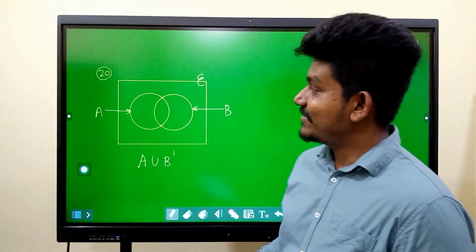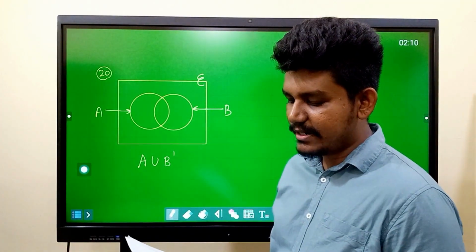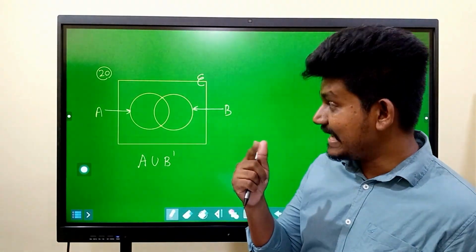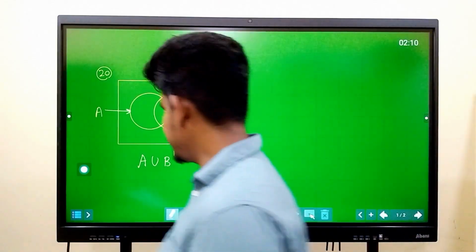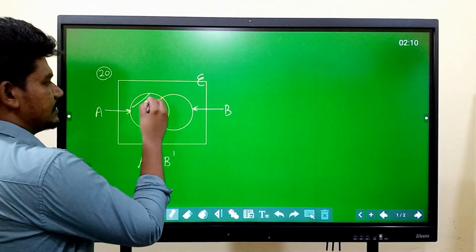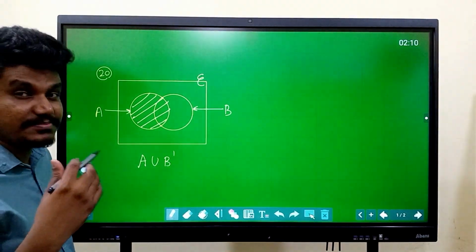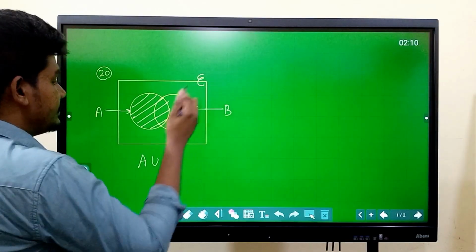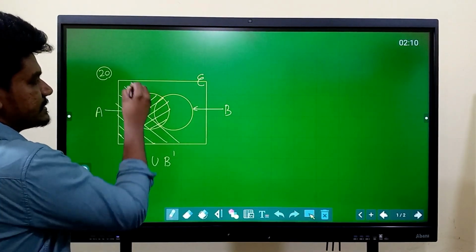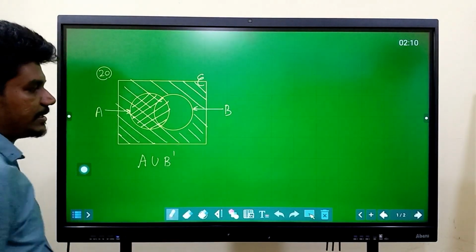This 20th one is about Venn diagram, right? It says, in the given Venn diagram, shade the region that represents A union B complement, A union B dash. Let me show you. That means it belongs to A, right? But B dash means B complement, right? B complement. So outside the circle B, I'm drawing it the opposite way. Outside B, all the other things, right?